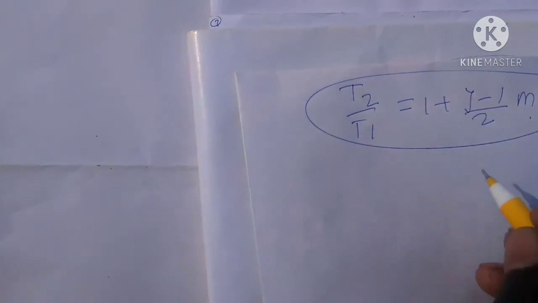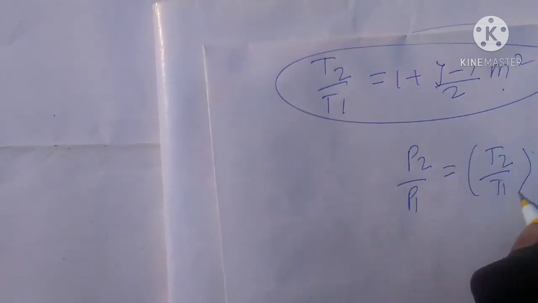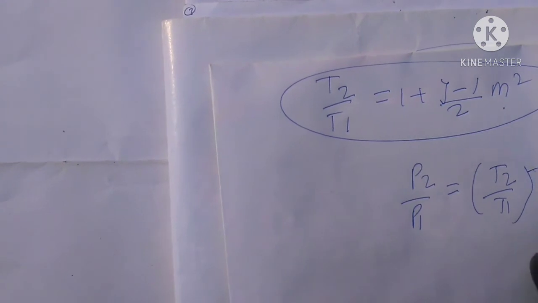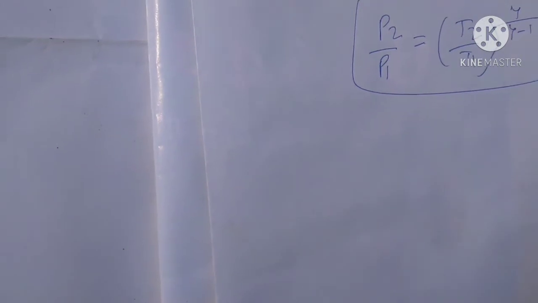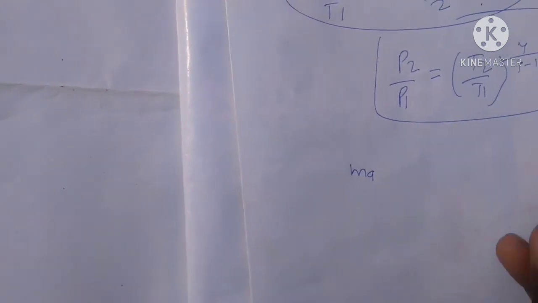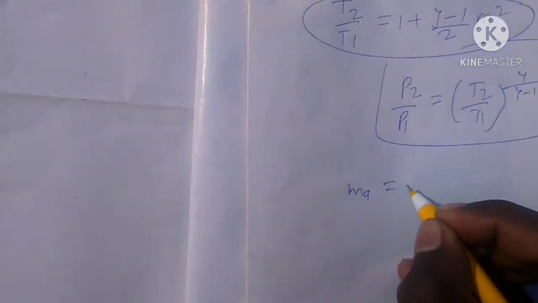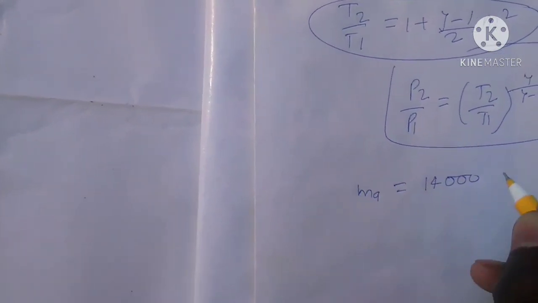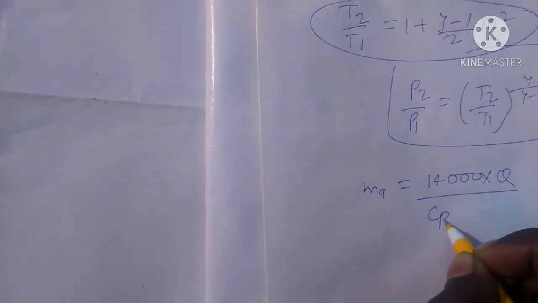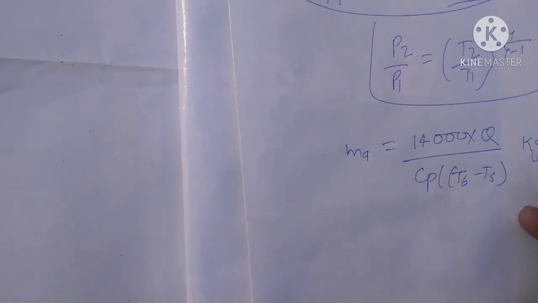If stagnation pressure is taken after isentropic compression, then P2 divided by P1 equals (T2 divided by T1) to the power gamma over gamma minus 1. This is another equation; friends, we show only the main formulas. What is MA? It is the mass of air bled from the air compressor for refrigeration purpose. MA equals 14,000 times Q divided by Cp (T6 minus T5), in kg per hour.